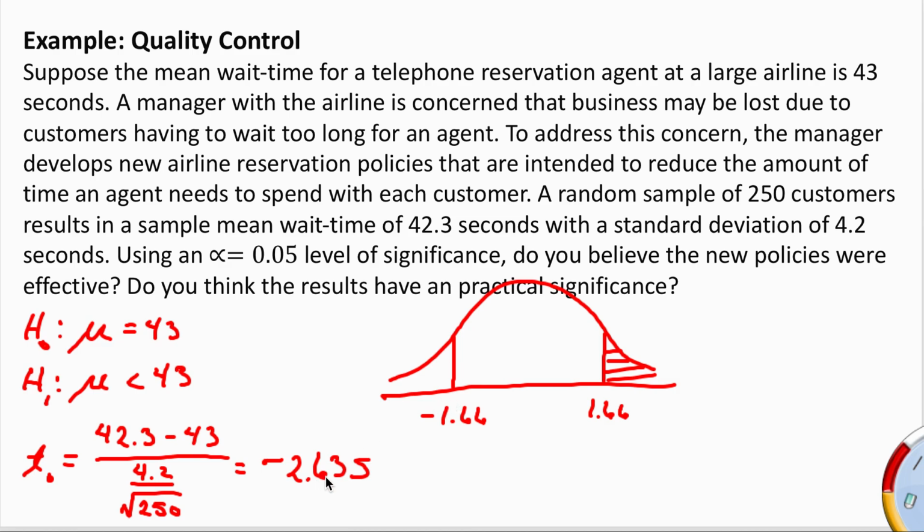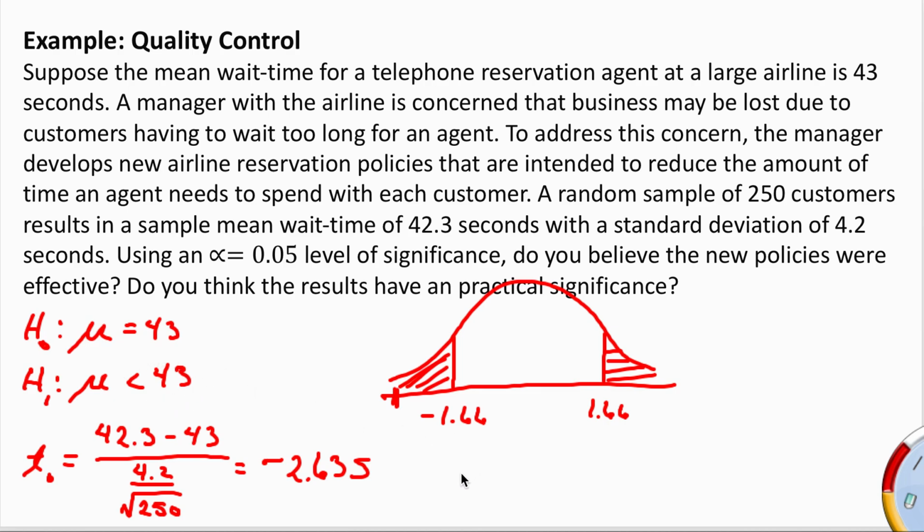So now I have to compare. Negative 2.63, that's way over here. That is indeed in my critical region, so I will reject that null hypothesis. There is sufficient evidence to conclude that the mean wait time is less than 43 seconds.